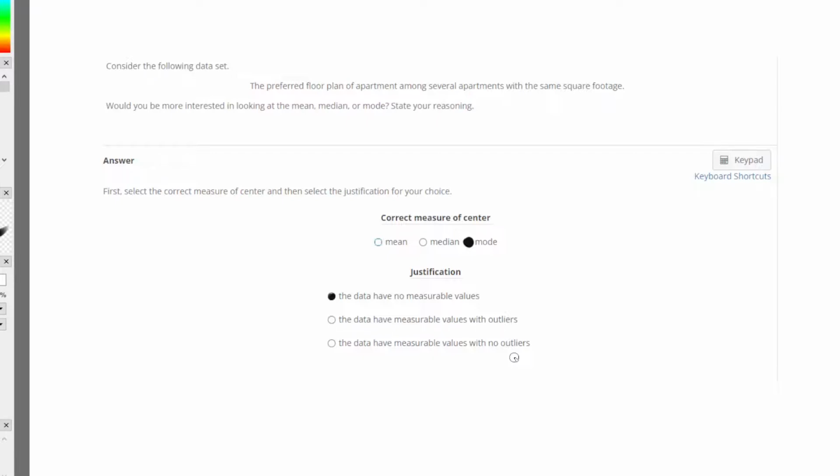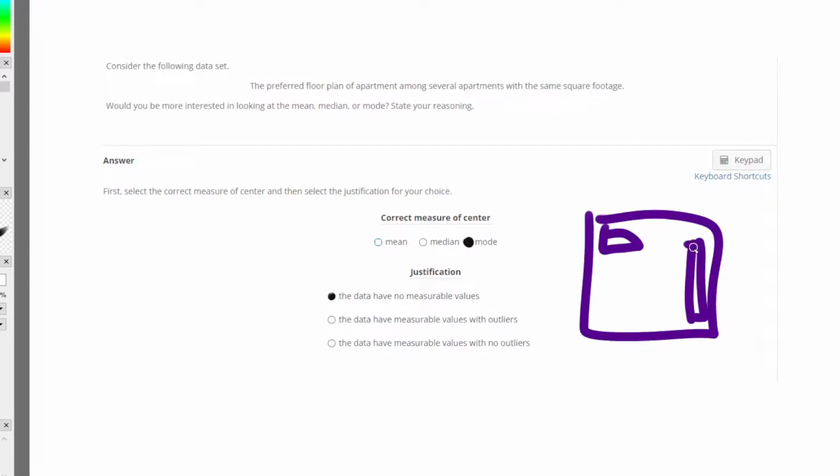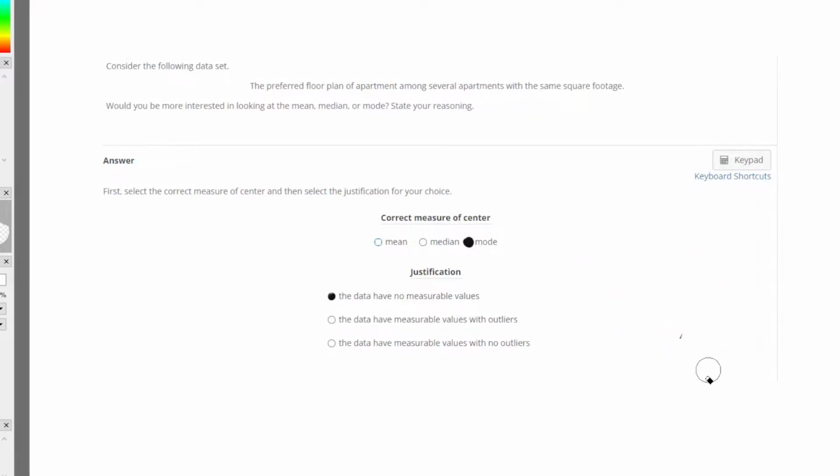Now, the preferred floor plan is not a number. It's not something you can find the average of. It's not something you can find the median of. And it caught me off guard because I didn't think you could find the mode of it. But you probably could have two people who want the same floor plans. So I didn't choose mode at first, but the answer is mode, because you can have data that is not measurable with modes. So that would be your two things.